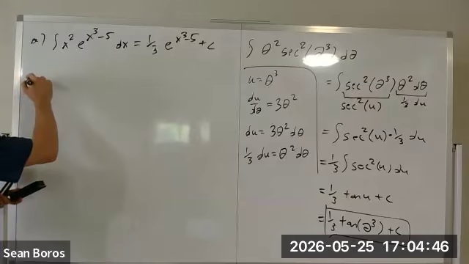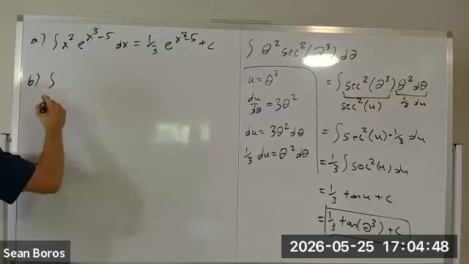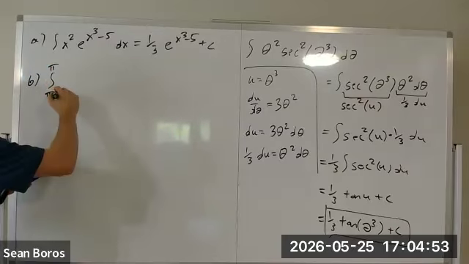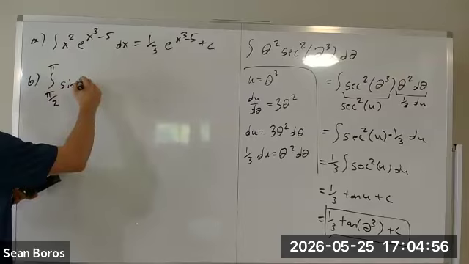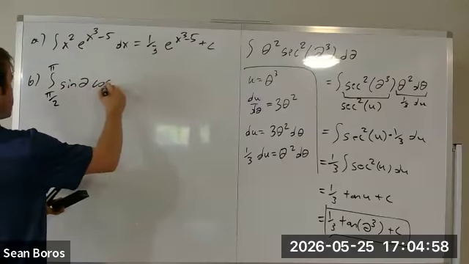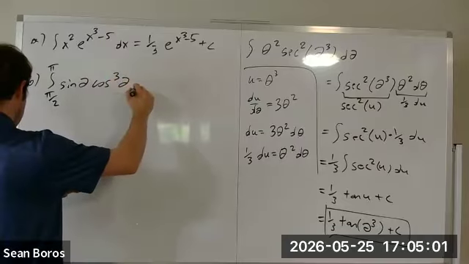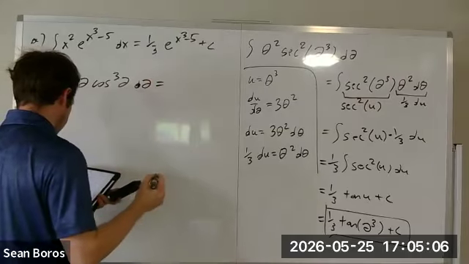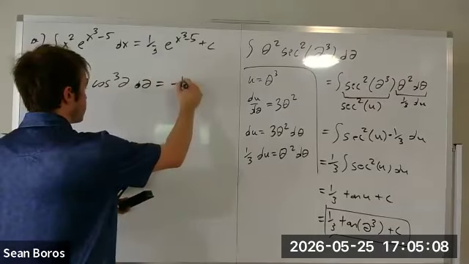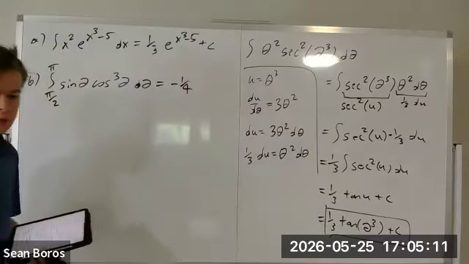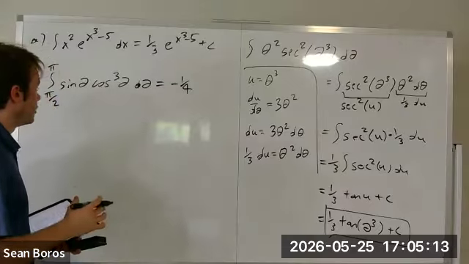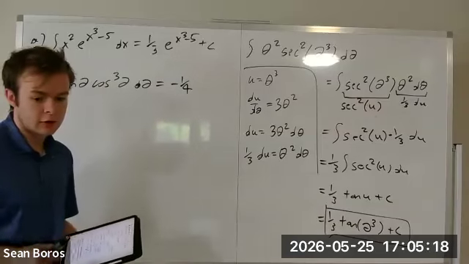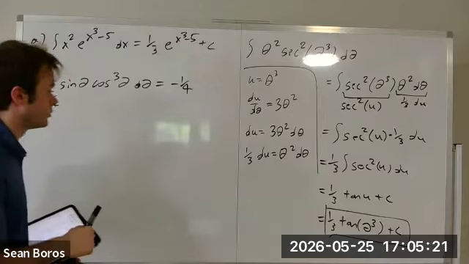Our second exercise is going to be the integral from pi over 2 to pi of sine theta cosine cubed theta d theta. And our answer here is going to be negative 1/4. Right, so if you're getting the wrong answer there, make sure that you're actually changing the limits in terms of u. So you just have to plug these limits into u to figure out what u is equal to.